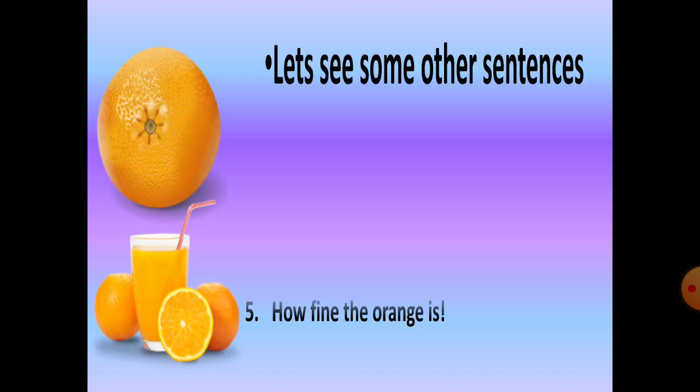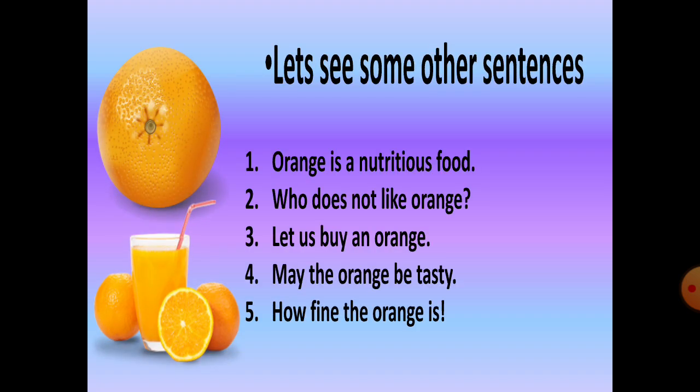I am showing some other examples to clarify the kinds of sentences. First one, orange is a nutritious food. I am giving it a name: this type of sentence is called assertive. Why is it called assertive? These sentences narrate something only. That's why it is called assertive.